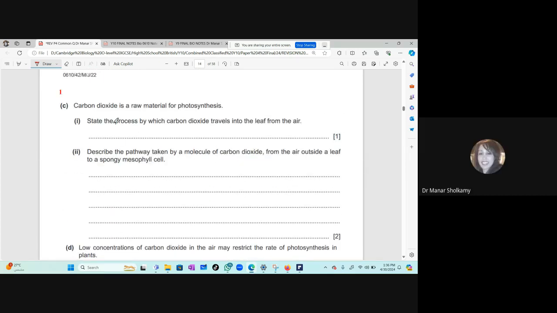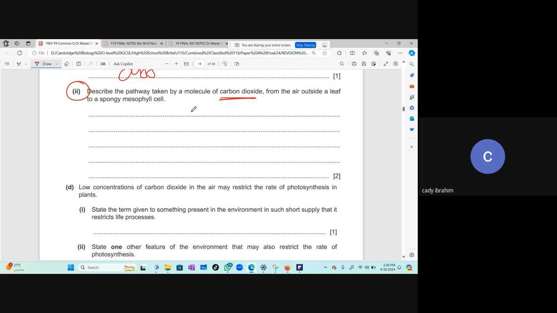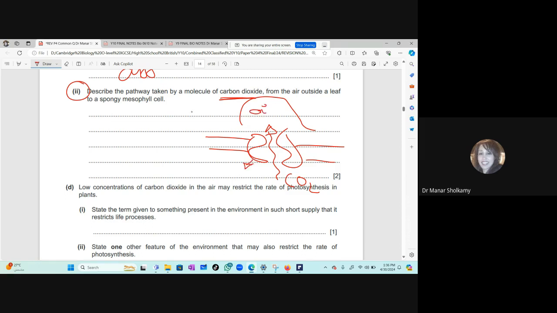Now, carbon dioxide. Now, this is so easy. Carbon dioxide gases, how do they move anywhere? Diffusion, of course. Now, this question is nice. Describe the pathway taken by a molecule of carbon dioxide from the air outside a leaf into a spongy mesophyll cell. It enters the leaf through the stomata by diffusion down a concentration gradient. Then it moves to the air spaces and diffuses in the air spaces. Here, the CO2 is moving in the opposite direction, not from in to out, but out to in. You will mention stomata controlled by guard cells, and then the air spaces first, and then it will enter the mesophyll cells.